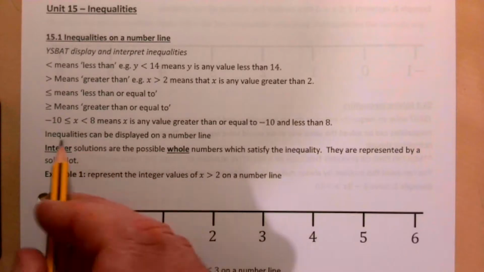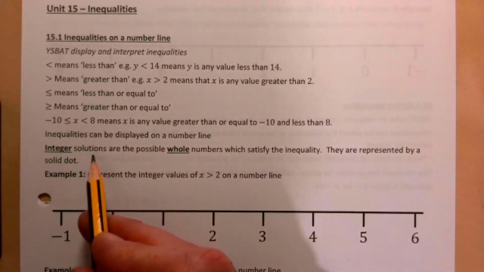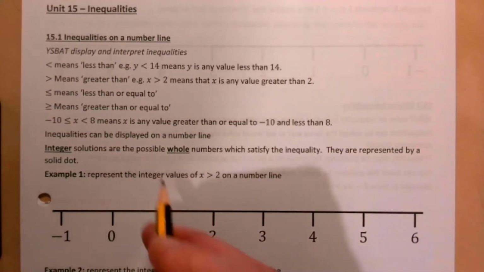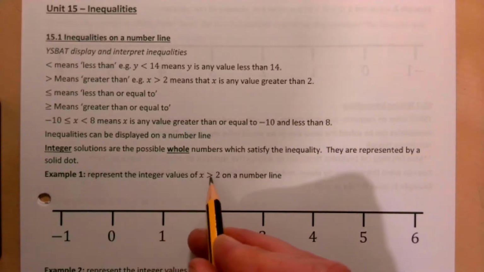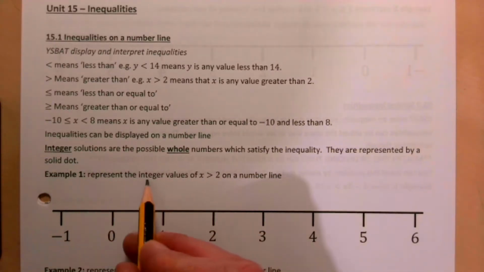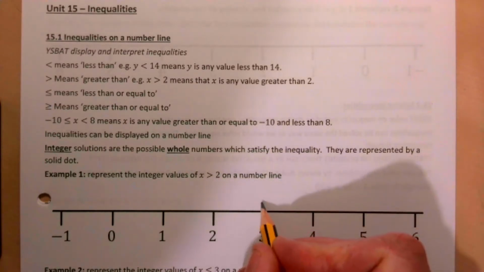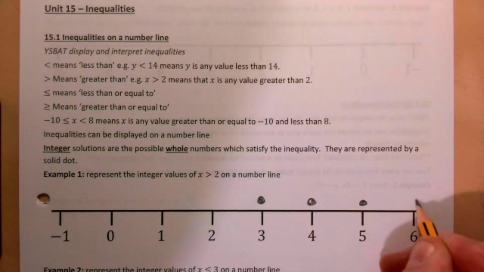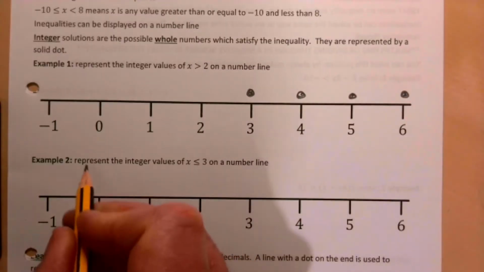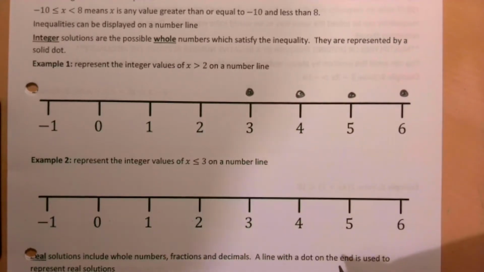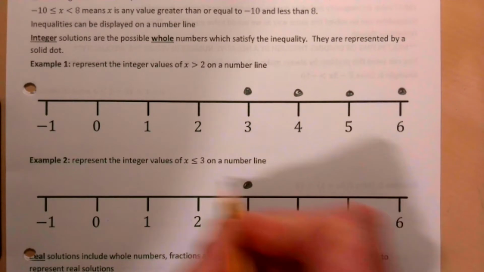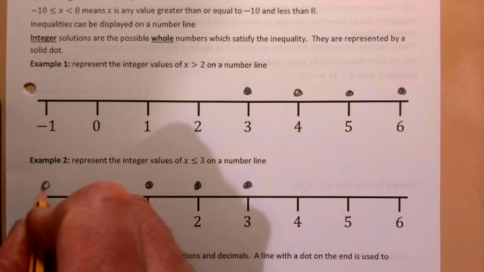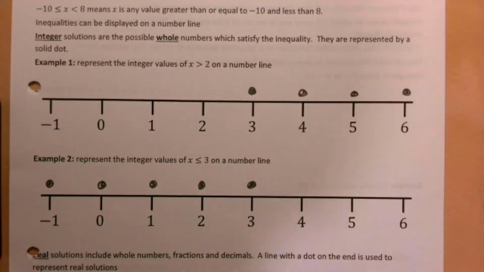So in between those. Inequalities can be displayed on a number line. Integer solutions, or the possible whole numbers which satisfy the inequality, are represented by a solid dot. Represent the integer values of x greater than 2. It has to be a whole number and it has to be bigger than 2, so our possible values would be 3, 4, 5 and 6. Now, less than or equal to 3, so it can be 3. So we can have 3, 2, 1, 0, minus 1, and that's just a number line. Obviously that goes on forever in that direction.